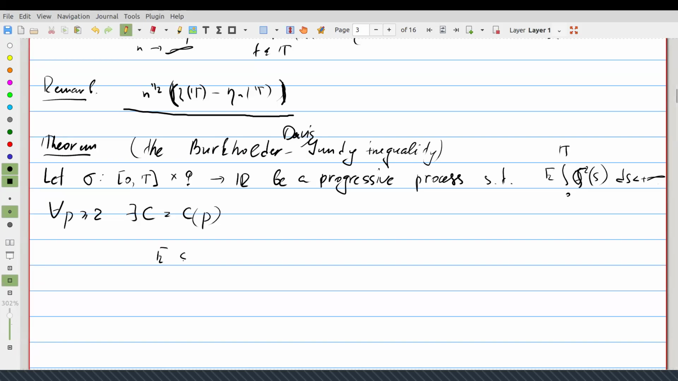That the mathematical expectation of the supremum of this stochastic integral, to the power p after taking the modulus, is less than this constant times the mathematical expectation of this integral of f squared s ds, which exists.